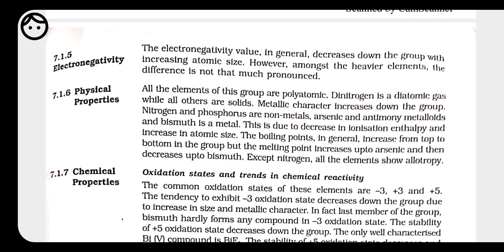Except nitrogen, all the elements show allotropy. So why does it show this type of trend, where moving from up to down the melting point first increases and then decreases? It is because bismuth usually has a low melting point. The reason is the tendency of bismuth to form three bonds, because they have 5 electrons in their outermost shell.